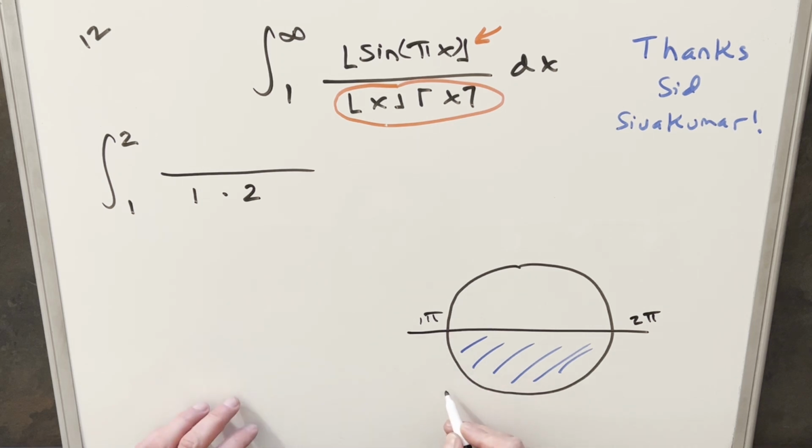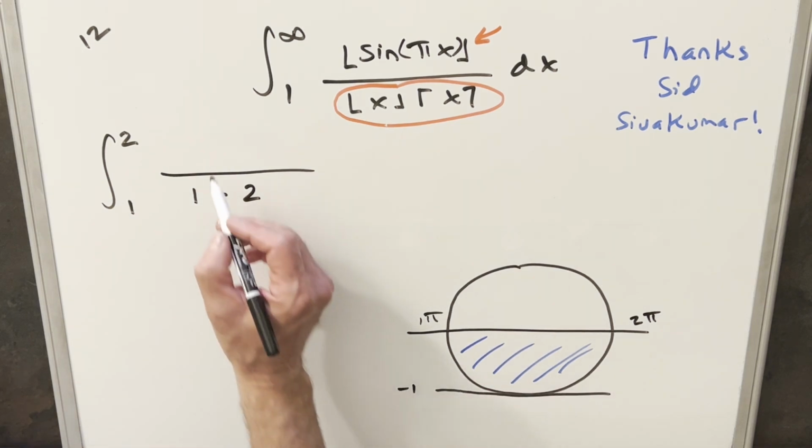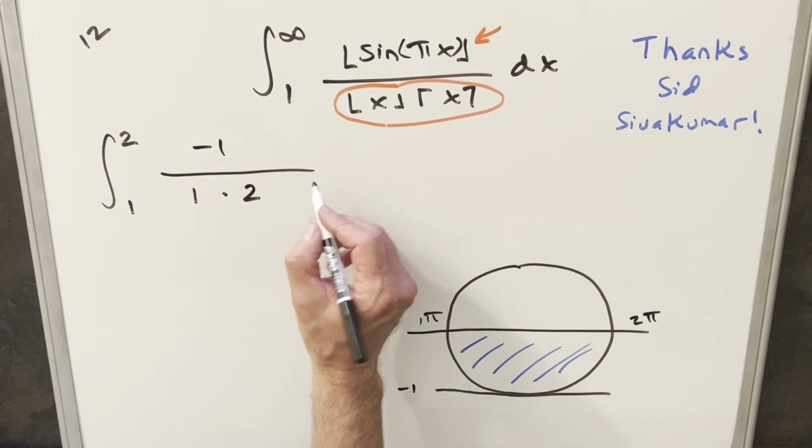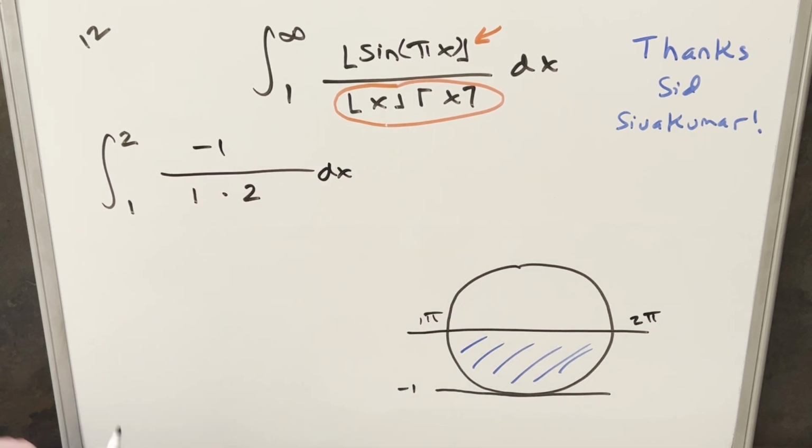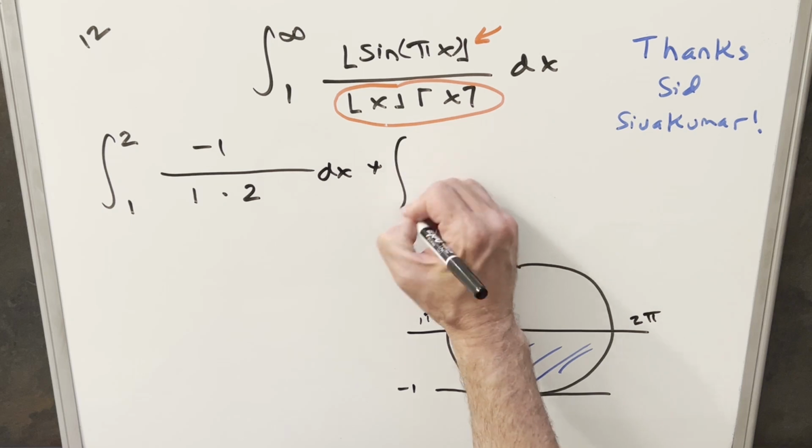And so in every case, the floor is going to round us down to the bottom value, which is minus 1. So the numerator here is just going to be minus 1, and this all reduces down to a constant. Then let's do the same thing going on to the next one.